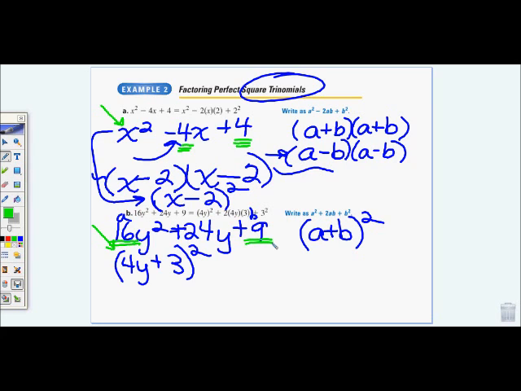Got your mind wrapped around that one a little bit? Yep. And you can always still FOIL it to make sure it's right. You can always still go back to the formula and FOIL it.